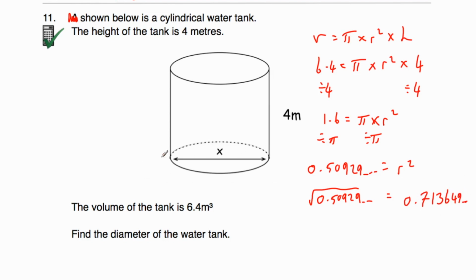We've been asked to find the diameter of the water tank, so that's going to be double this. So we're going to take our 0.713649 and so on, leaving it on the calculator display, multiplied by 2 is equal to, so times by 2 equals 1.427299 and so on. Let's round this to 3 decimal places, that'll be 1.42. We've then got 72, so it's just going to be 7 meters, and that's the diameter of the water tank, 1.427 meters to 3 decimal places.